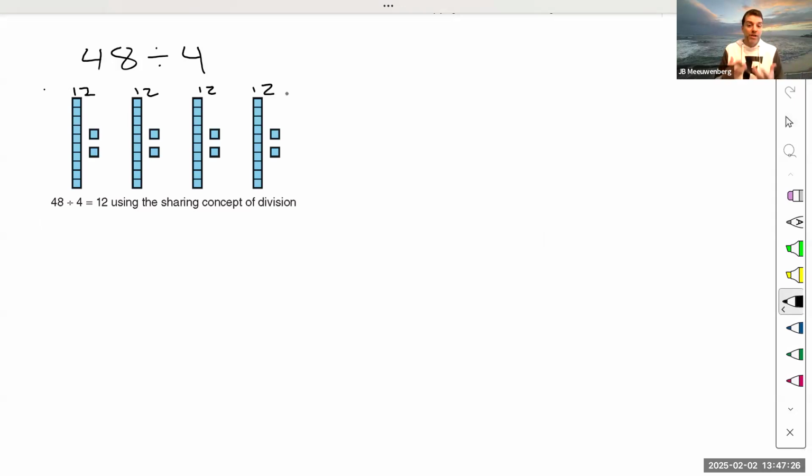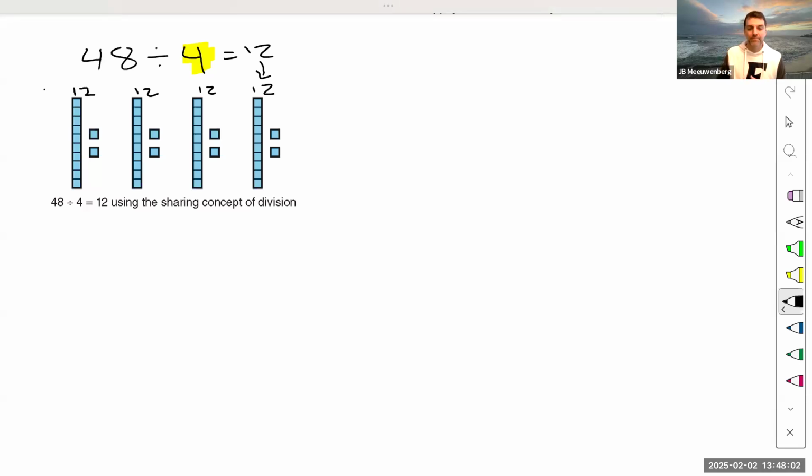I took my 48 things and I put them in groups of 12, right? 4 groups of 12. That is an example of that sharing or partitive concept that we talked about, right? Where the 4, the divisor, is telling us how many groups. And then the answer is how many are in each group. Okay. So that's one way we could have modeled that using our base 10 blocks.